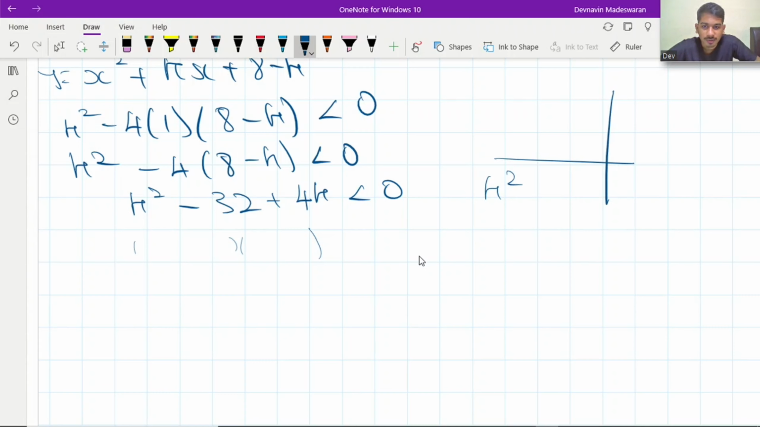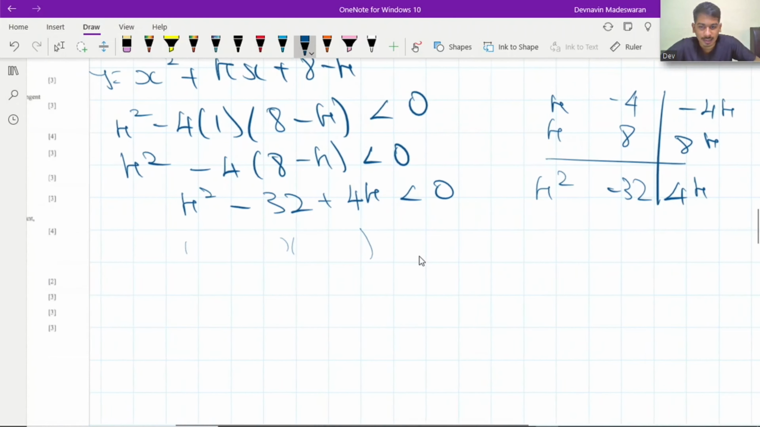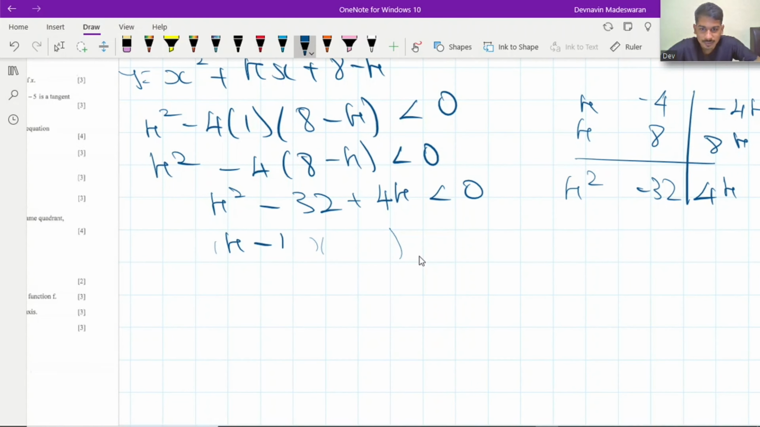So k squared, negative 32 and 4k. 32 is 16 times 2, but we can't use that. We have 4 times 8, with negative 4k and then 8k, that should be it. So it's going to be k minus 4 and k plus 8 is smaller than 0.